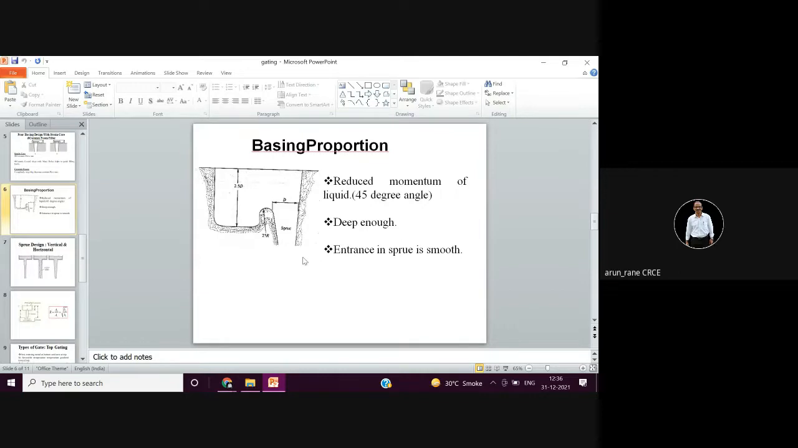This is how you design the pouring basin. You first decide upon the diameter D, then proportionately you work out the other dimensions. This will be 2.5D, 2.5R. These are thumb rules, and these dimensions are derived based on experiments.